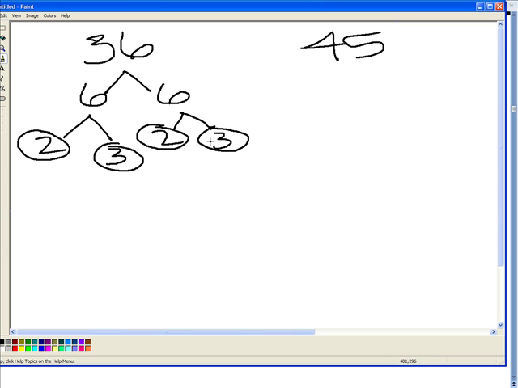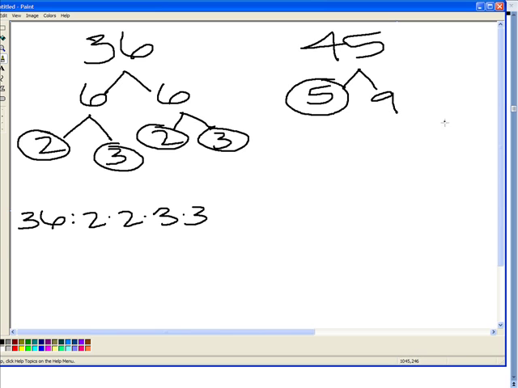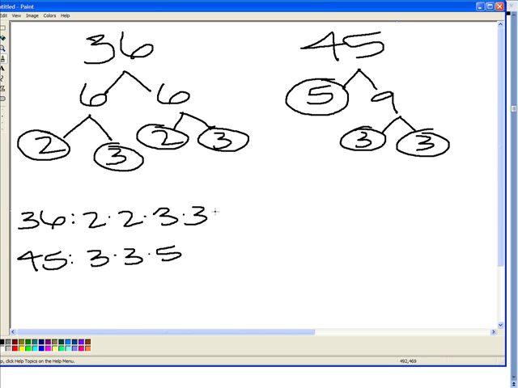When I'm done and I've got everything circled, I'm going to come down here and write these down. 36 is 2 times 2 times 3 times 3. 45, I'm going to do the same thing. 45 is 5 times 9. Okay, 5 is prime, so I'm already done with that one. 9 is 3 times 3. Those are both primes. So I come here to my 45, and I go 3 times 3 times 5. All right, so those are my basic numbers, and the nuts and bolts of these numbers.